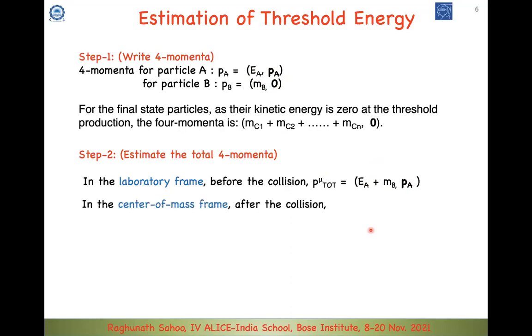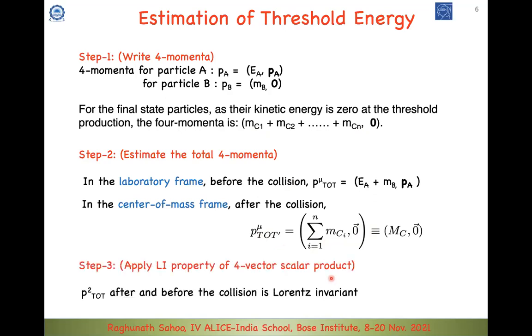Fine. I choose the center of mass frame after the collision, and usually it doesn't matter, because these are produced at threshold so that their momentum is also 0. So I write P total prime after the collision. The total energy is their rest mass energy, the sum over the m_i, and the total momentum is 0. Now I can write the total 4 momenta before and after the collision. Before the collision I have chosen the laboratory frame, after the collision I have chosen the center of mass frame. You can also do it the other way.